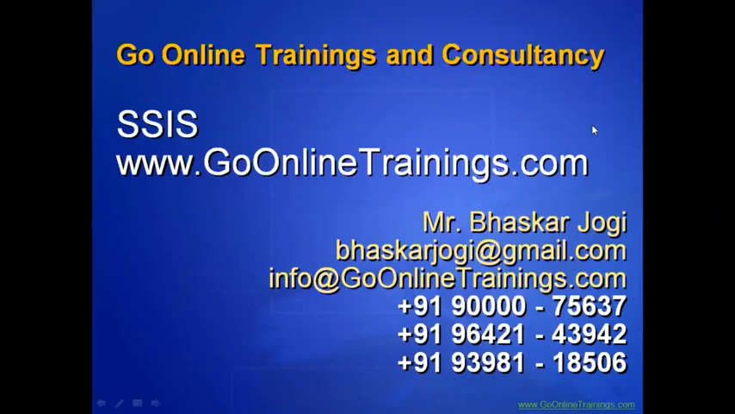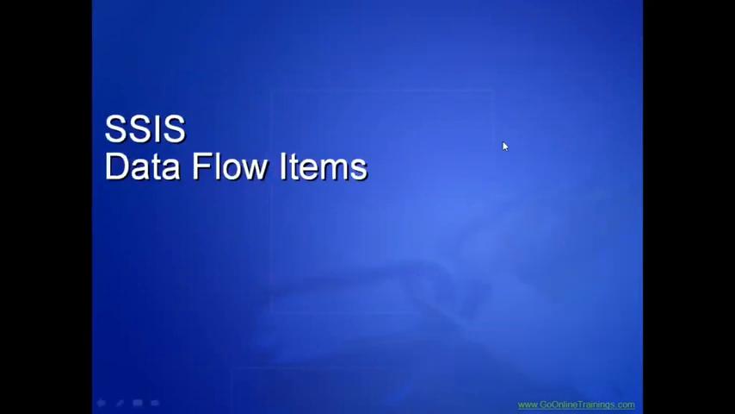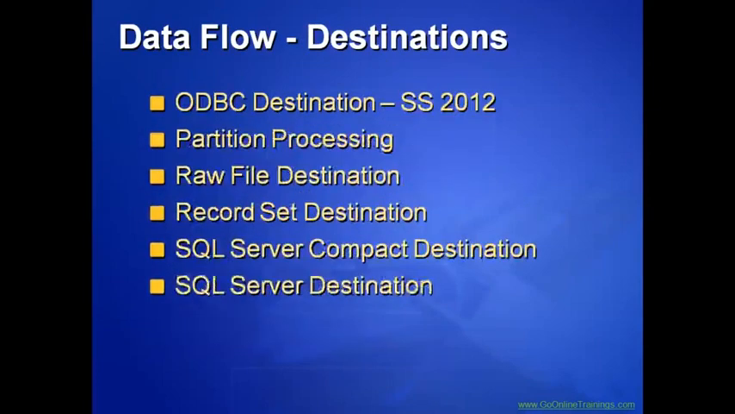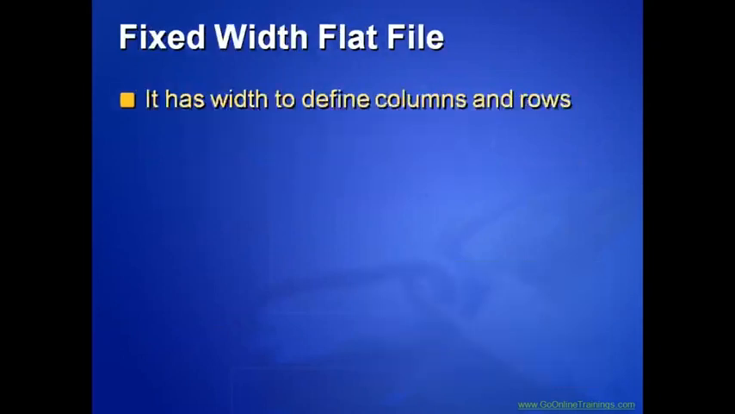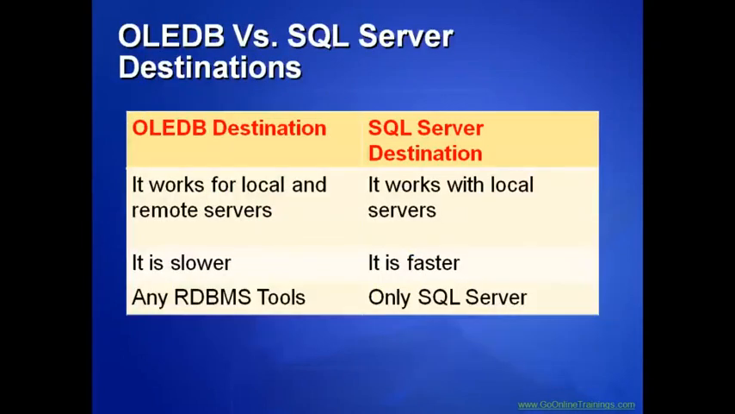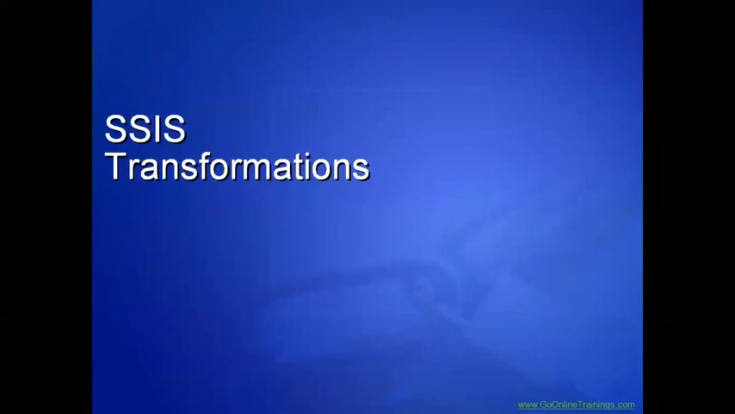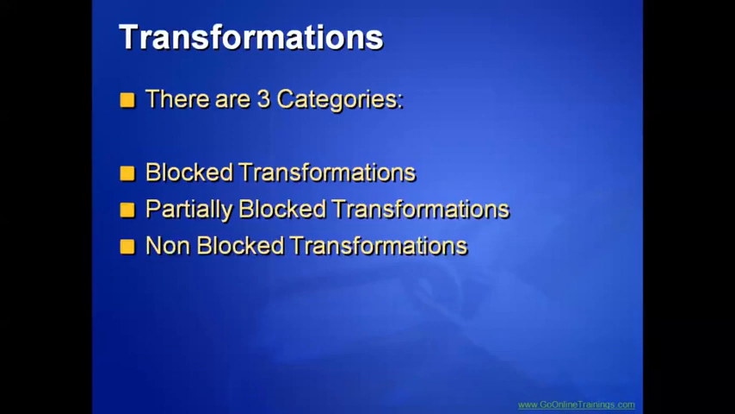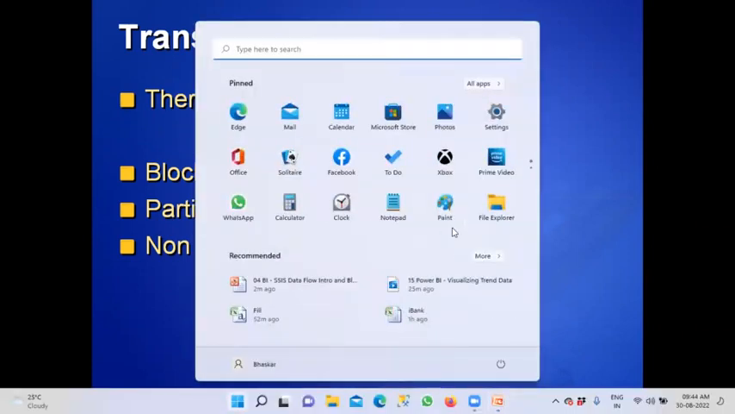We are going to be talking about data flow items today. We could see a lot of sources and destinations and a lot of files and everything. The important topic I'm going to be telling you today is transformations, right? What are the transformations we could have? There are three types of transformations in SSIS. One is called blocked transformation. The second one is called partially blocked, or semi-blocked. The third one is non-blocked transformation.